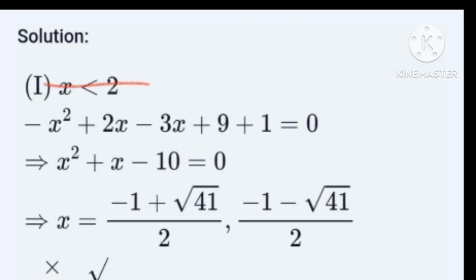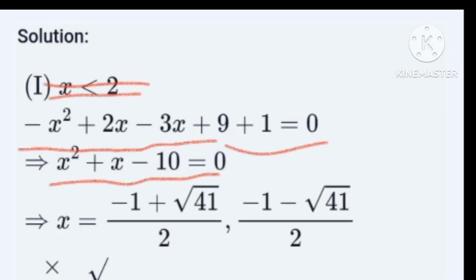So first case 1, modulus of x minus 2 less than 0, so x less than 2. So x less than 2 means mod x is equal to minus x. So finally minus x square plus 2x minus 3x plus 9 plus 1 equal to 0. Now x square plus x minus 10 equal to 0. So x is equal to minus 1 plus or minus root 41 by 2. The solutions are x equal to minus 1 plus root 41 by 2 and minus 1 minus root 41 by 2.